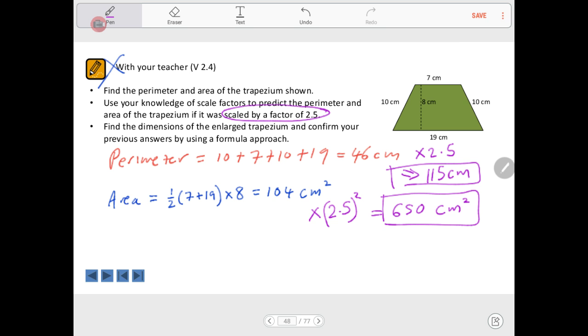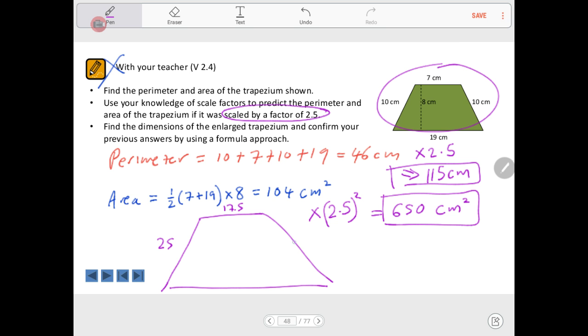So once again, we're asked to find the dimensions of this new trapezoid, which is going to be 2.5 times the size of this one. I'll make a big looking one here, just a really quick, rough one. Okay, so everything's been scaled up by 2.5, so all the different side lengths will be 2.5 times what they were in this diagram. So 7 by 2.5 is 17.5 on this side. 10 here and 10 here, both 2.5 times that is 25.